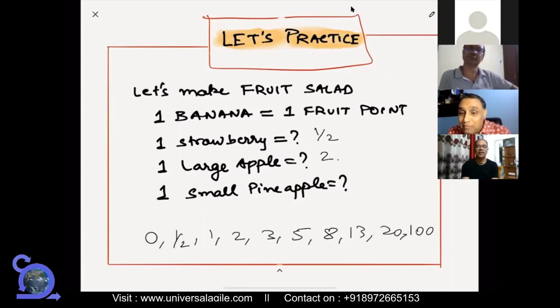While cutting this pineapple, you need to cut, and not only that, you need to get rid of this thorn also. So Asit, have you ever done pineapple by yourself? Yesterday I did. Wow, awesome. So now everybody knows what Asit had yesterday in fruit salad. So somebody said 5. Why did you say 5? Maybe because of the size, and things like that.